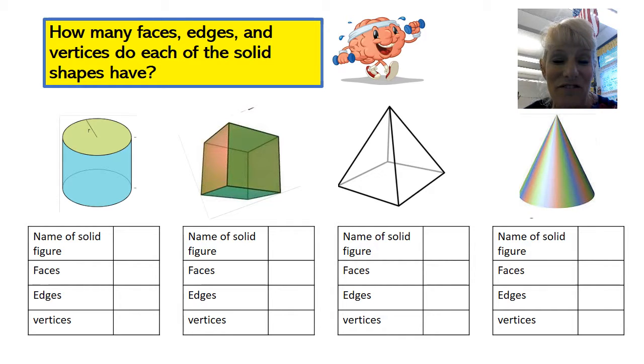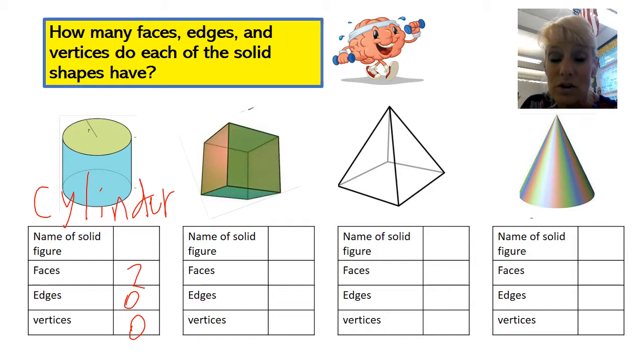All right, how many faces, edges, and vertices do each of the solid shapes have? Pause the video, figure this out, and we'll check it together. Okay, the first thing, this is a cylinder. It is going to have 2 faces. It has 0 edges and 0 vertices. This is a cube. A cube is going to have 6 faces. It's going to have 12 edges and it's going to have 8 vertices.